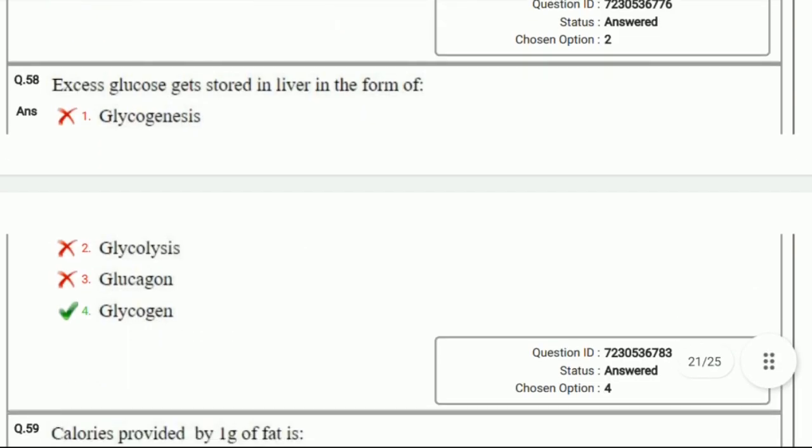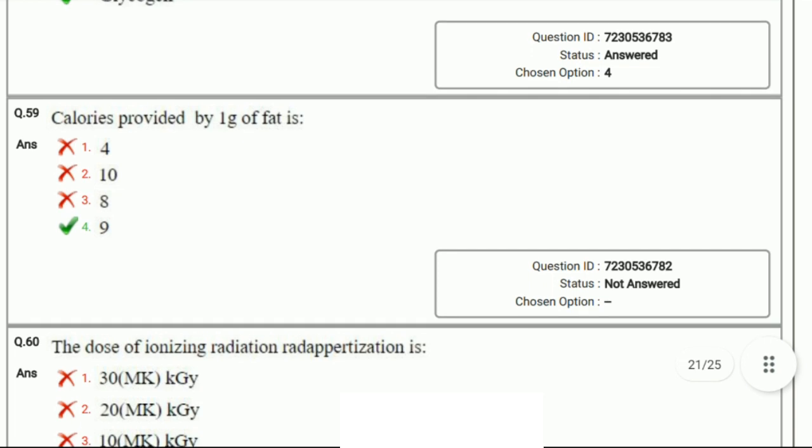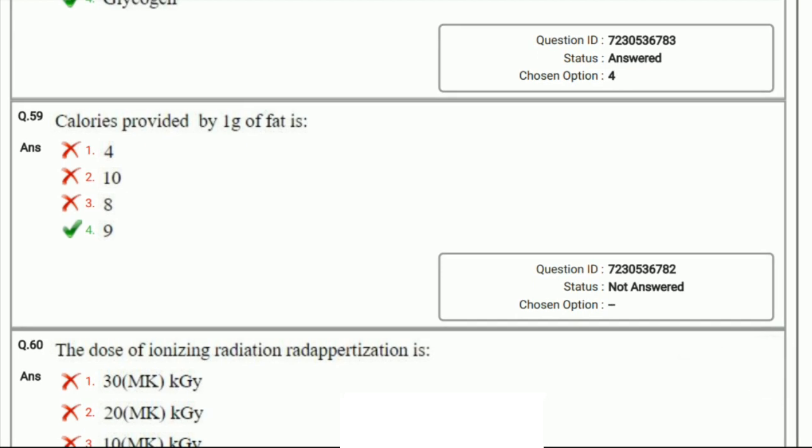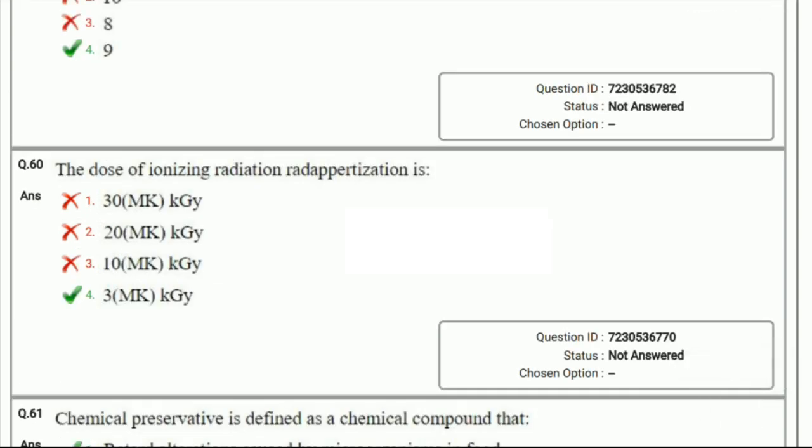Next question, excess glucose gets stored in liver in the form of, a very easy question, the answer is glycogen. In our body the excess glucose is stored in our liver in the form of glycogen, and when we are fasting or dieting, this glycogen is used as a fuel for the body. Next question, calories provided by 1 gram of fat is, so the answer is 9, and for carbohydrate the answer is 4. Next question, the dose of ionizing radiation for radappertization is, the answer is 3 kilogray.